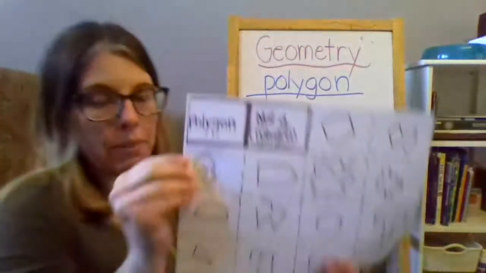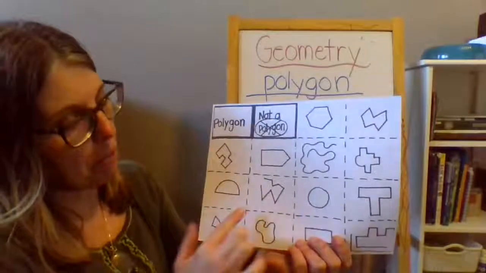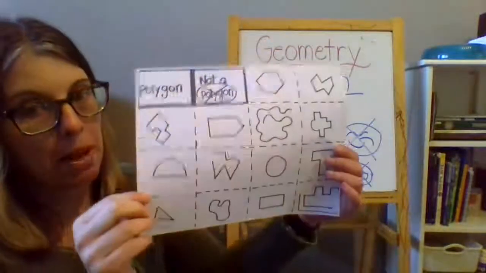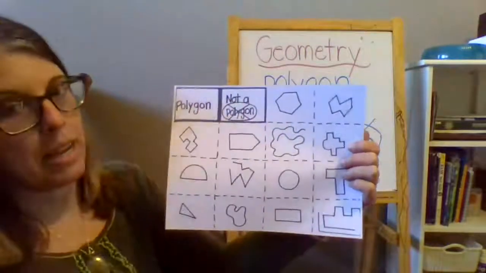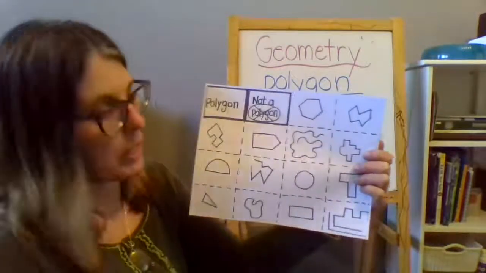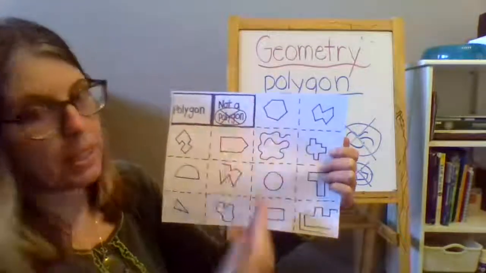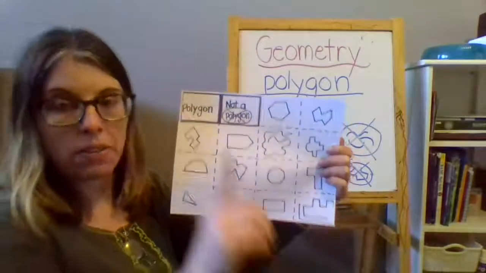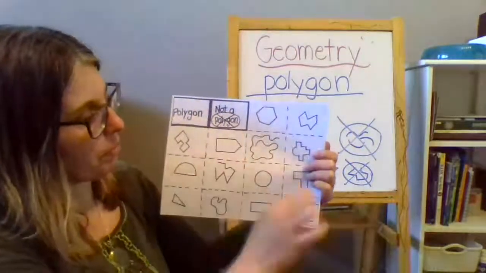Well, I'll show you what you're going to do today. Here's what you're going to do. You are going to look at all of these shapes and sort them into a polygon column and a not a polygon column. So see these dotted lines? You'll need to cut out the shapes. So first you're going to do a bunch of cutting. So first step, cut all these apart.